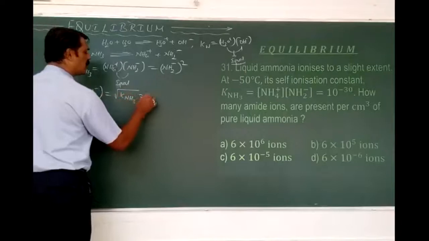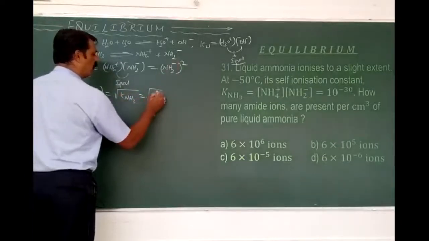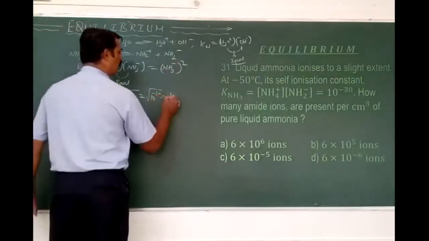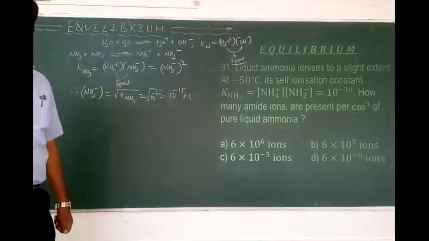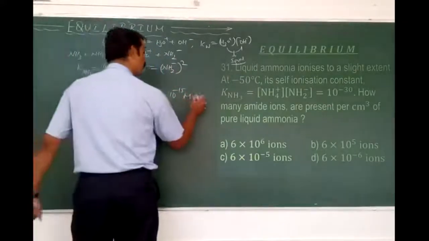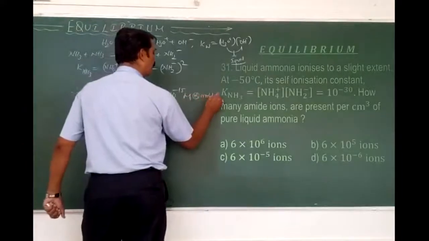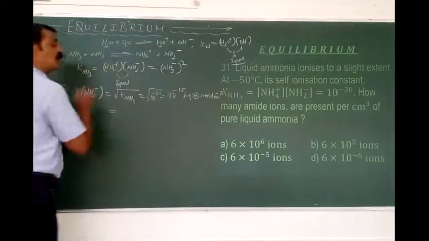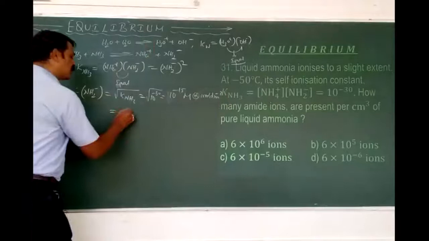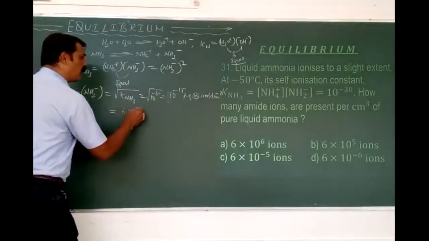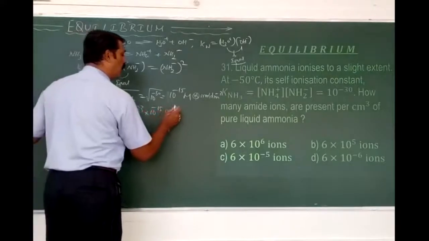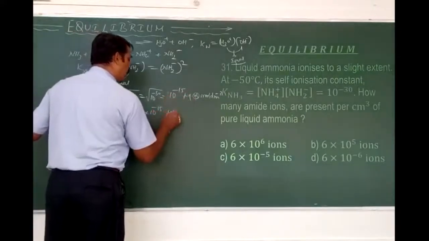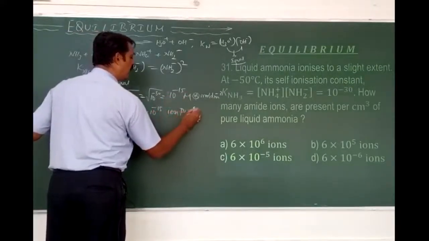What is the root of K_NH3? Root of 10 to the power of minus 30. That is equal to 10 to the power of minus 15 molar. What's the meaning of molar? It is mole per dm cube. That is equal to 6.022 into 10 to the power of 23 into 10 to the power of minus 15, ions per dm cube.